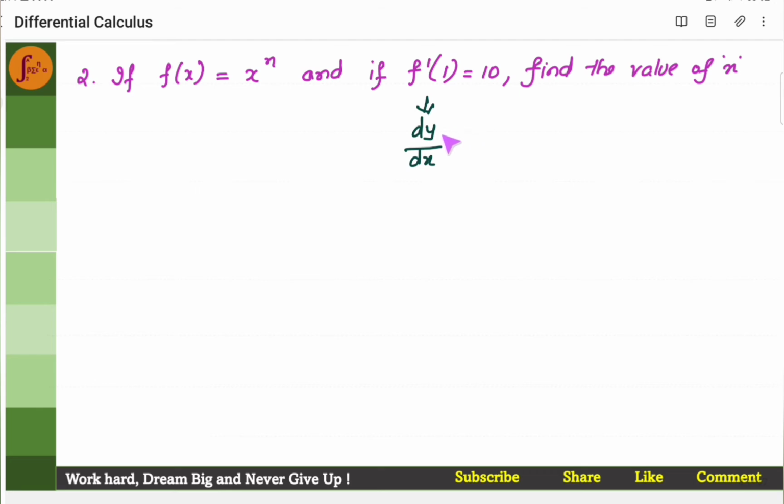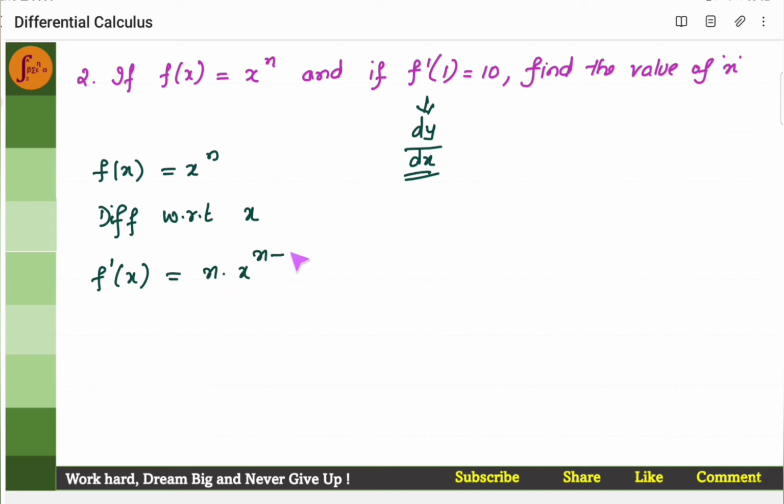dy by dx, if it is equal to 10, find the value of n. So we'll first find the derivative because they've told f dash. F dash is nothing but dy by dx. So f of x is equal to x to the power n. If I differentiate with respect to x, I'll get f dash of x. What is the derivative of x to the power n? It's n into x to the power n minus 1.